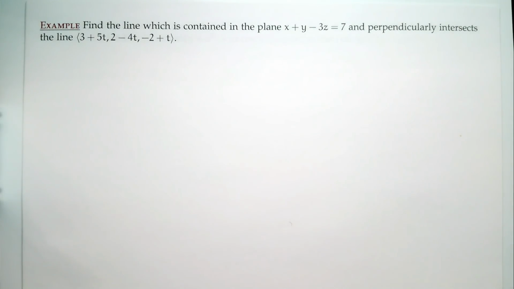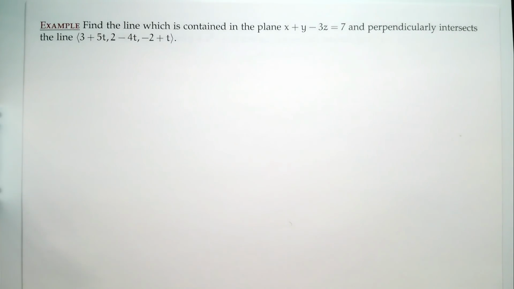Find the line which is contained in the plane x plus y minus 3z equals 7 and perpendicularly intersects the line 3 plus 5t, 2 minus 4t, and negative 2 plus t. So this is from a recent final exam. But you might say, wait, this sounds really familiar. This sounds a lot like a quiz problem. Because it is a lot like a quiz problem, in that it's a quiz problem where the numbers have been slightly changed and a few of the words have been moved around. Other than that, it's the same ideas.